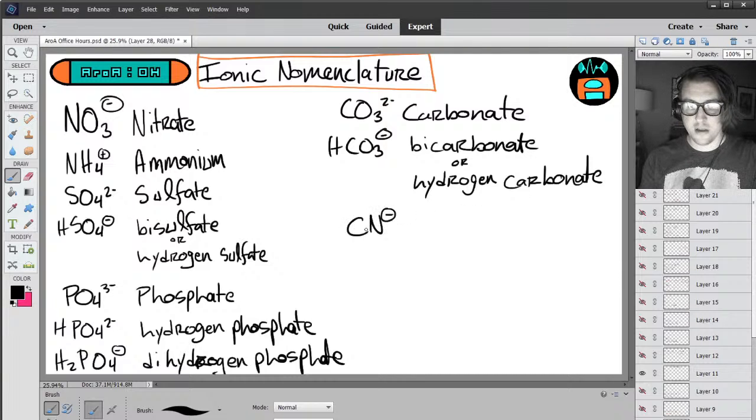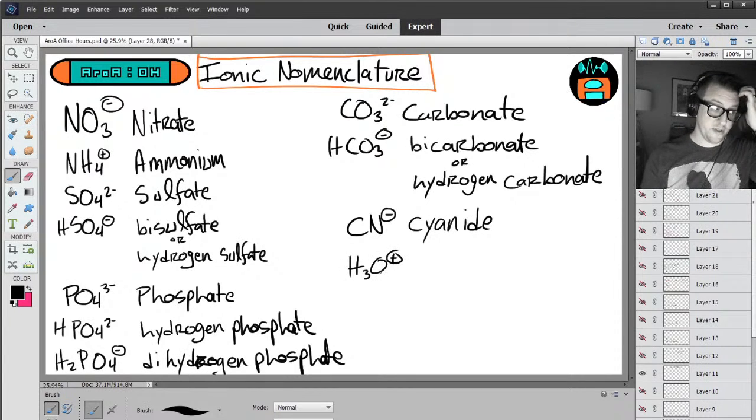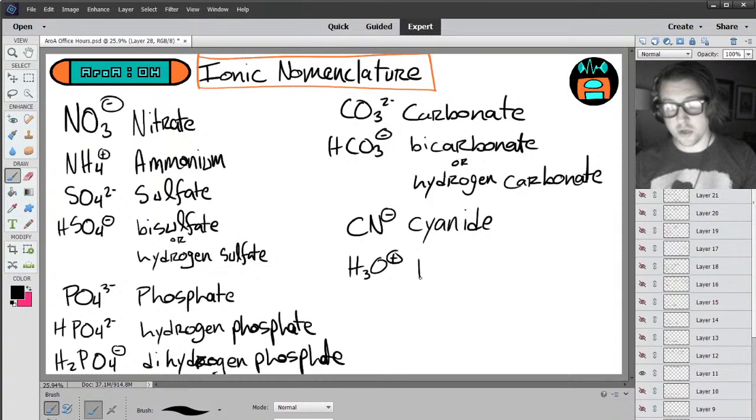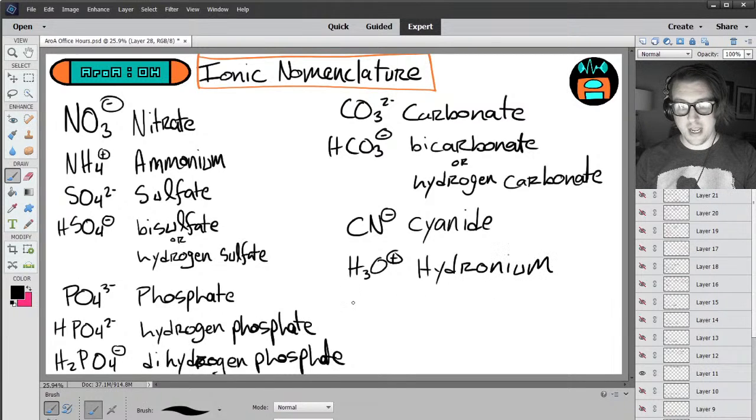CN with a charge of -1. This is cyanide. H3O plus is a positive polyatomic ion. Goes by the name of hydronium. And finally, OH, the charge of -1, is hydroxide.